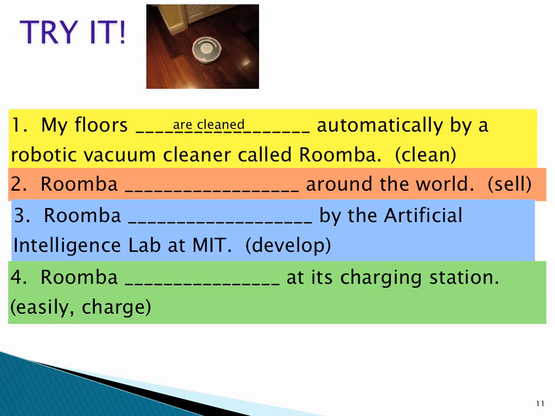Number 3, Roomba blank by the Artificial Intelligence Lab at MIT. The main verb is develop. Let's put this in the past tense. You got it. Roomba was developed by the Artificial Intelligence Lab at MIT. And number 4, Roomba blank at its charging station. This sentence has an adverb, easily, and the main verb is charge. Let's use the modal can here, and the sentence will read like this. Roomba can easily be charged at its charging station.